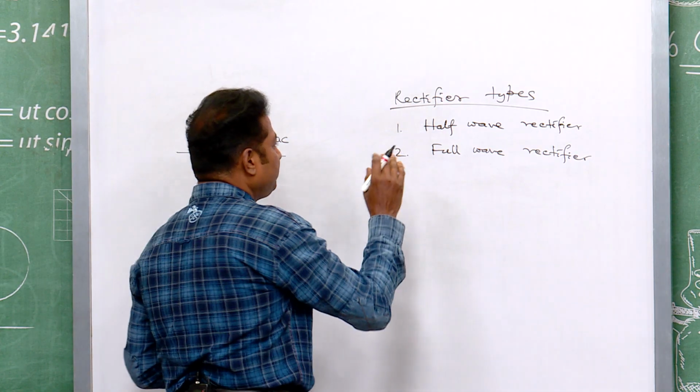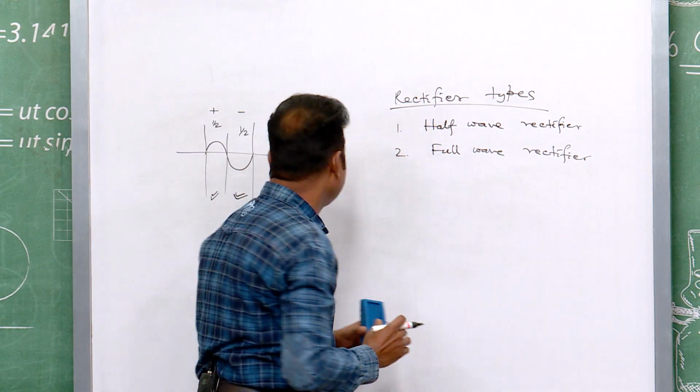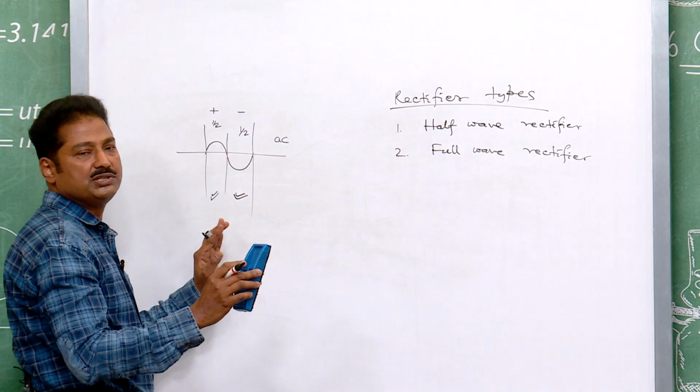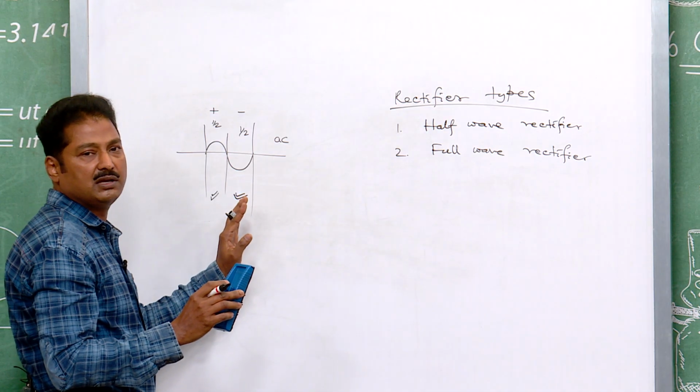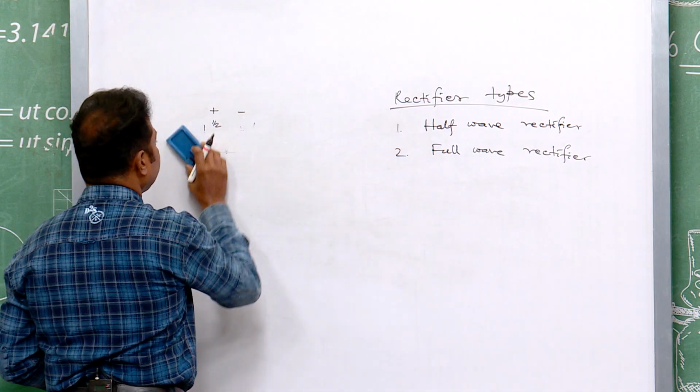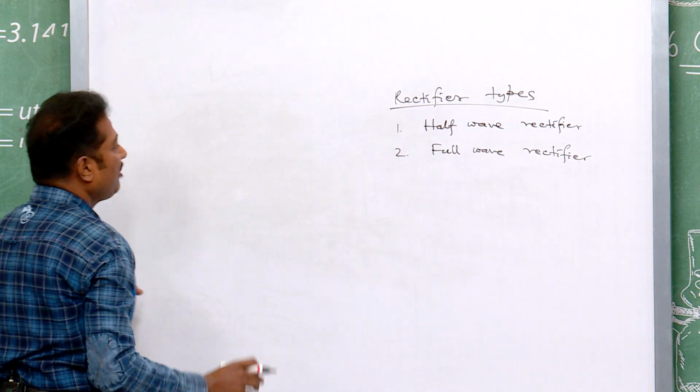Anyway, as far as half wave rectifier is considered, the half wave will be converted into DC. The other half, the rectifier will be silent, but full wave for both halves it will be active. So, I go to half wave rectifier.